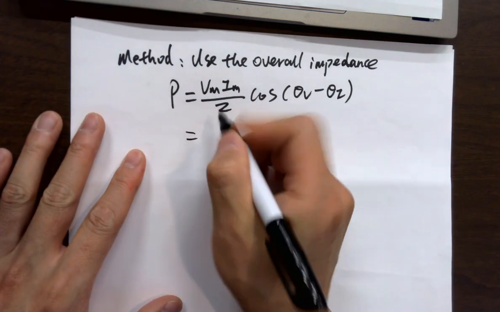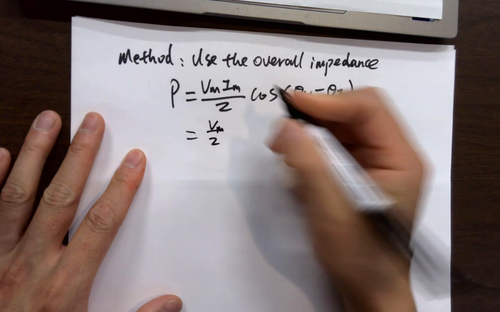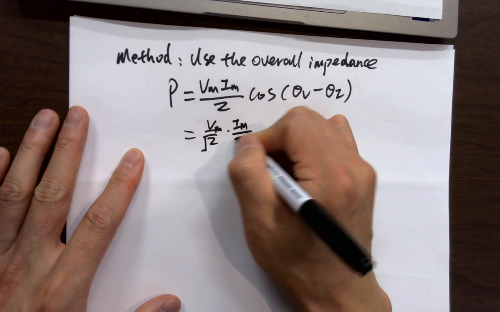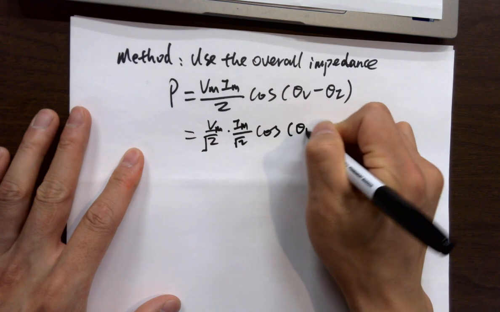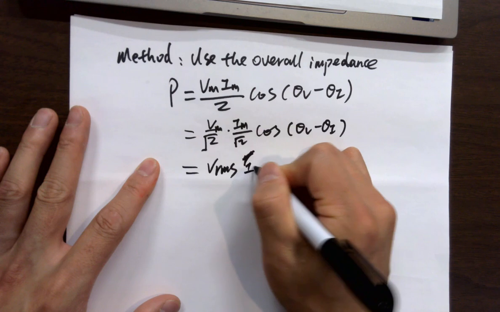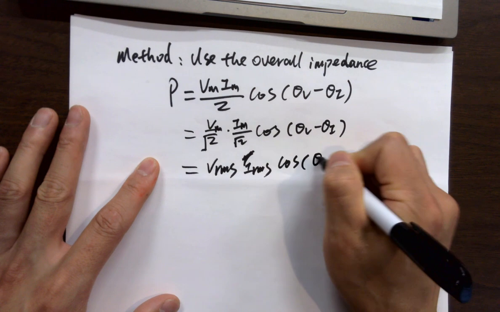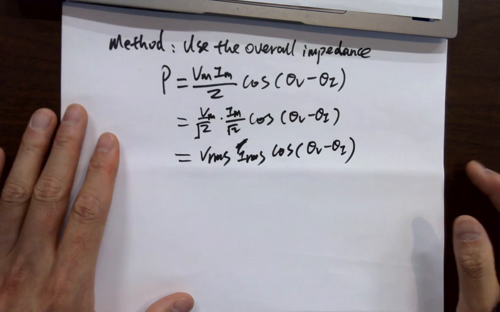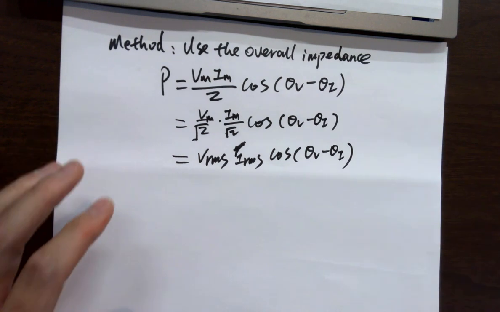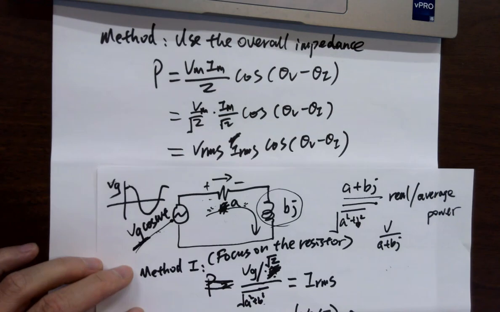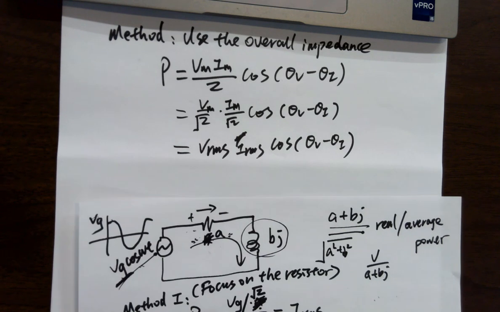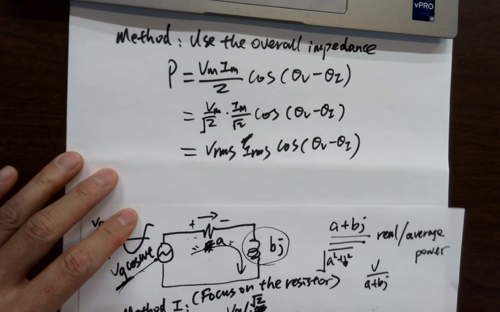So what is this? Vm over 2 is what? So it's basically Vm over square root of 2 and Am over square root of 2, right? Cosine theta V minus theta I. Because this is basically VRMS times IRMS cosine theta V minus theta I. Because this is what the tutorial tells us, we are wondering, can we use the same method for this problem and reach the same answer? Is that possible? It should, right? But how do we do that?